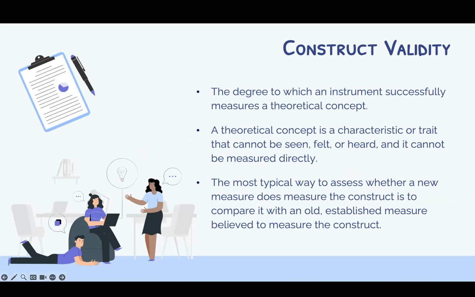Construct validity is like the detective work of research. You've got this abstract idea, a construct that you cannot measure straight up, like intelligence or anxiety. You cannot see it or touch it, but you know it's there doing its thing. So you will create a tool to measure it. But how do you know it's actually measuring what you think it is? You've got to put it to the test against the established tools that are already out there, the ones everyone trusts. If your new measure lines up, then you are on the right track.